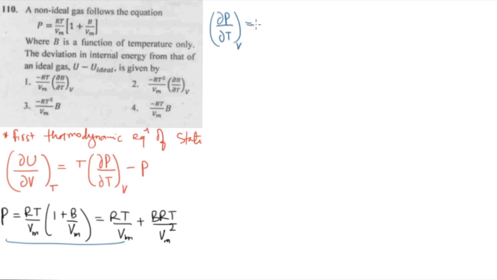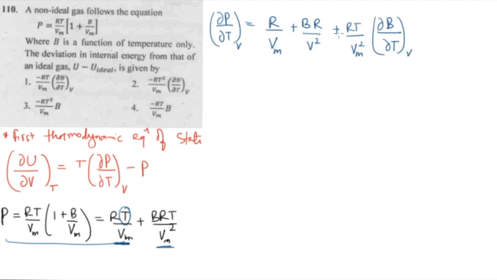So what I'll get when I differentiate this part: since I'm differentiating with respect to t and v is constant, only t will be differentiated, and the differentiation of t will be 1. So we'll just get R by Vm. Along with that we will use the second part. Since B is a function of temperature, we have to use the product rule. First we take B outside, so B R by Vm square, and the differentiation of t will be 1. Plus, now we'll take t outside, so it will be R T by Vm square, and we differentiate B, so that will be del B by del T at constant V. That's what I'll get. So what I have done is I have just differentiated this.